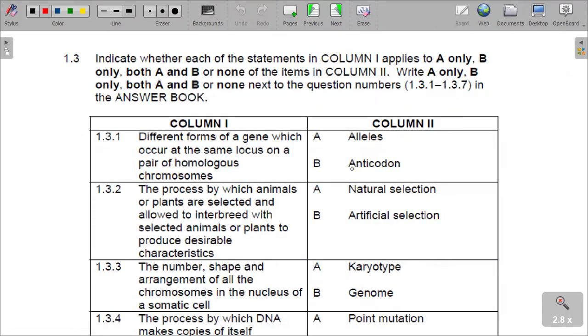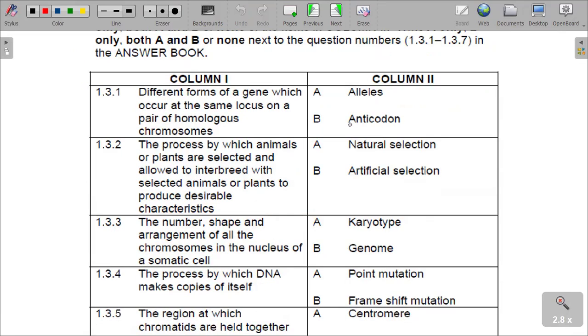Different forms of a gene which occur at the same locus, the position of a gene on a chromosome, on a pair of homologous chromosomes. What do we call that? It is an allele. An allele is a variation of a gene which occurs on the same locus. The anticodon has something to do with the protein synthesis process.